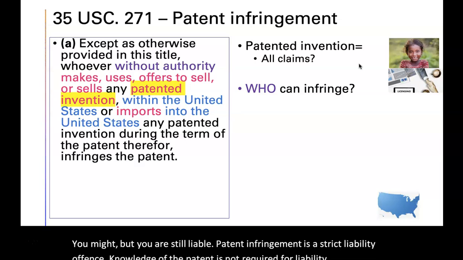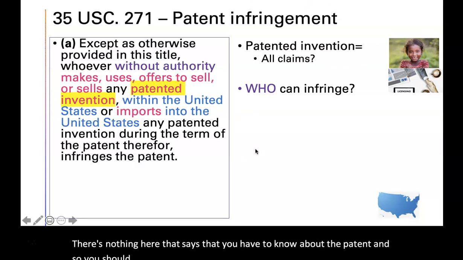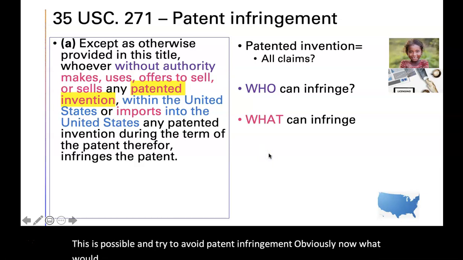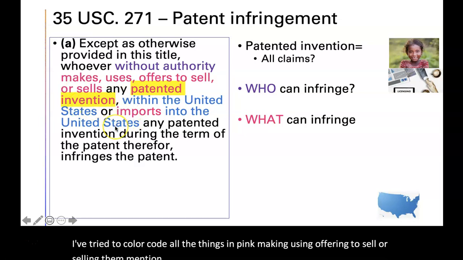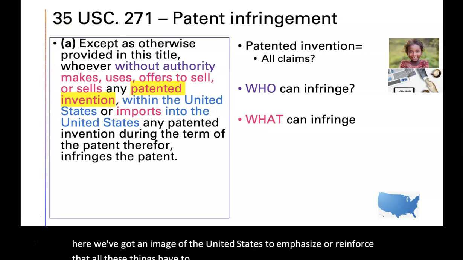There's nothing here that says that you have to know about the patent, and so you should know ahead of time that this is possible and try to avoid patent infringement, obviously. Now, what would be infringing? Well, I've tried to color code all the things in pink: making, using, offering to sell, or selling the invention, as well as importing into the United States. So over here, we've got an image of the United States to emphasize that all these things have to be within the US. Otherwise, there is no jurisdiction.